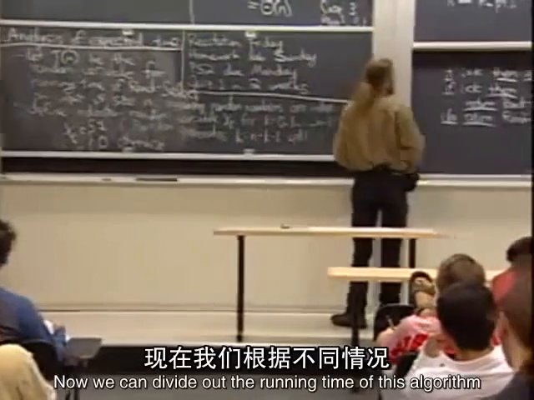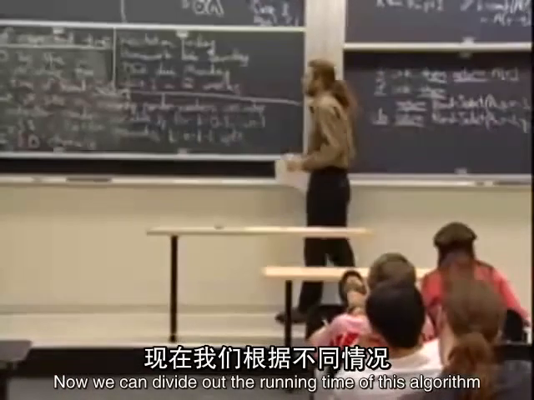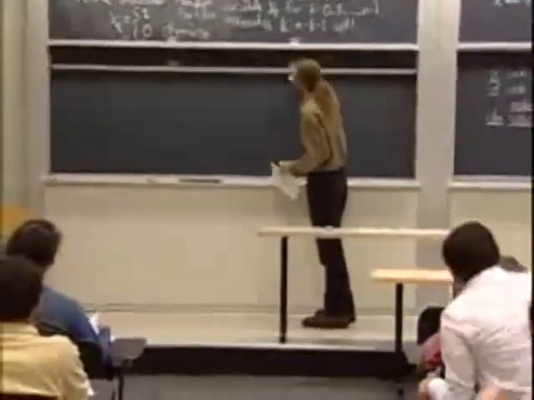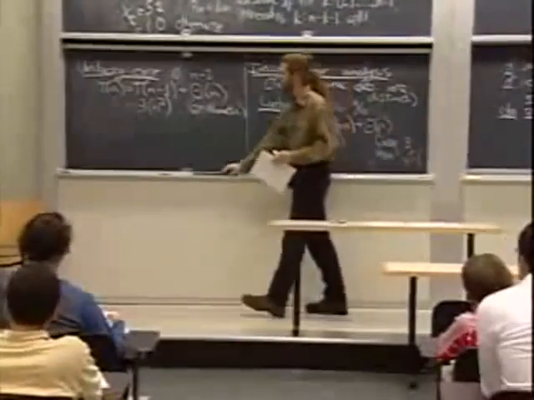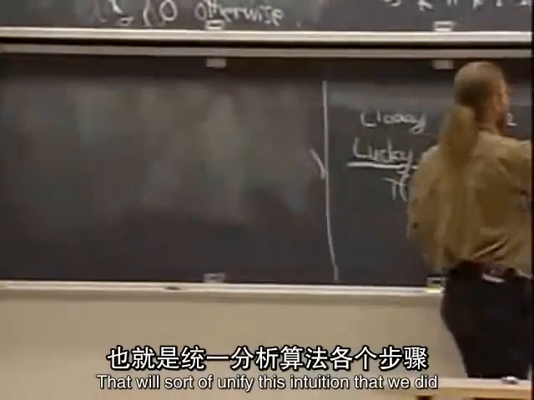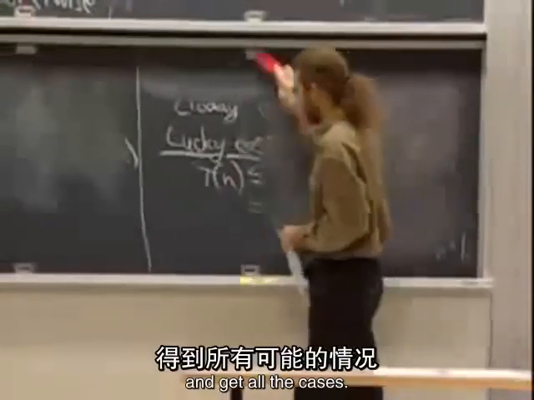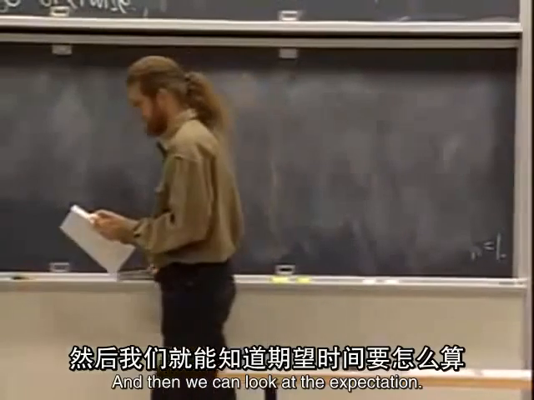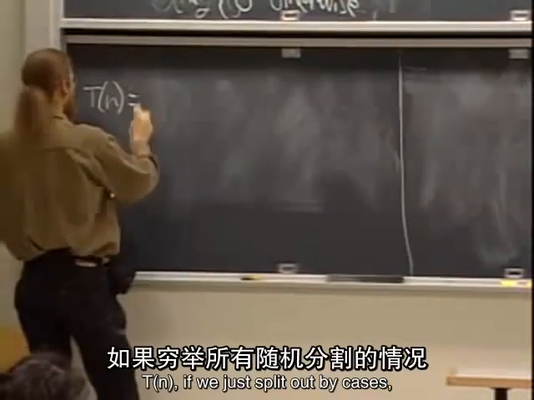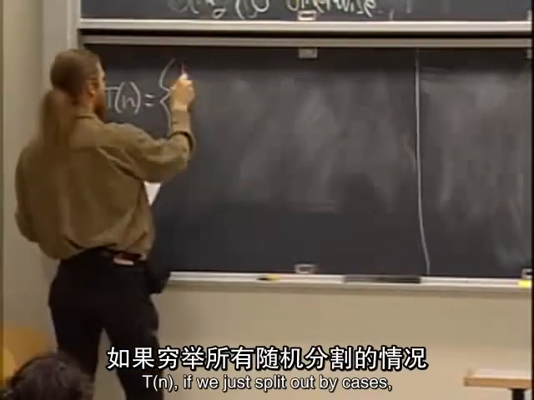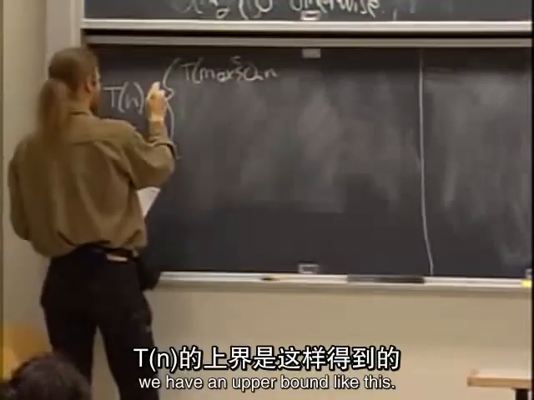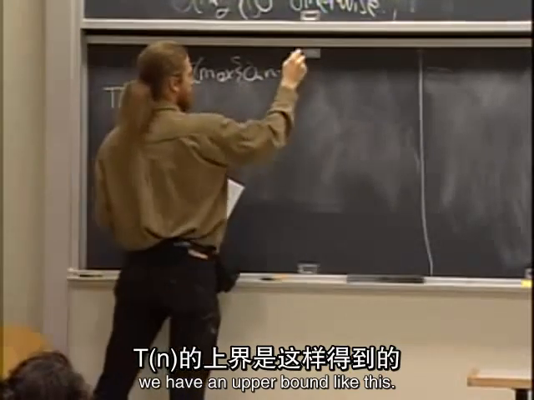So now we can divide out the running time of this algorithm based on which case we're in. So that will unify this intuition that we did and get all the cases. And then we can look at the expectation. Okay, so T of n, if we just split out by cases, we have an upper bound like this.